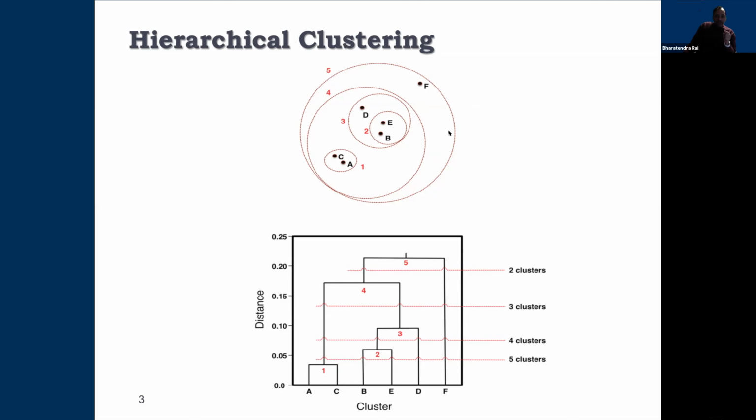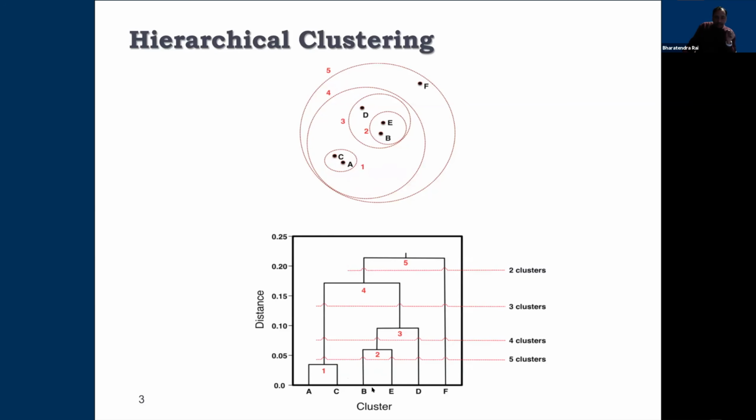So this picture can also be converted into this pattern. Whatever distance you see between, let's say, A and C, A and D, and so on, that has been depicted on the y-axis. So the maximum distance is 0.25 and companies are on the x-axis. So what it means is somewhere here, A and C, the distance between them seems to be about 0.03. So they are the closest ones, so they form the first cluster.